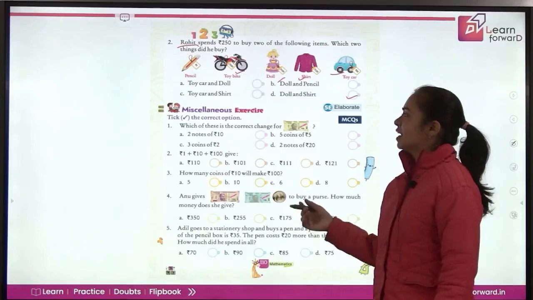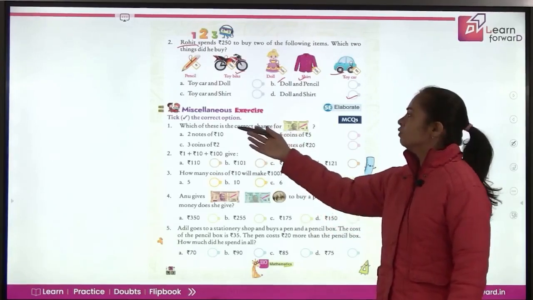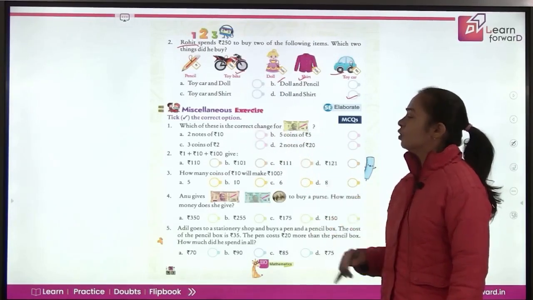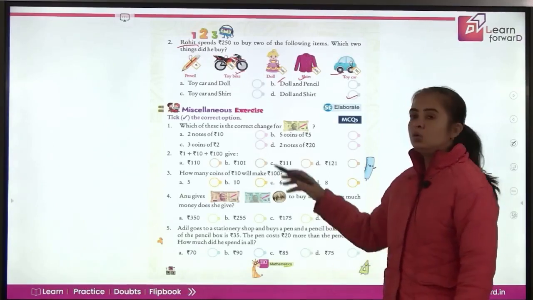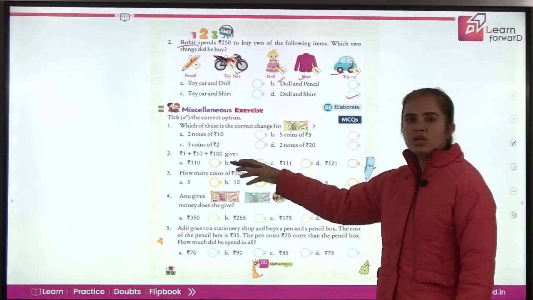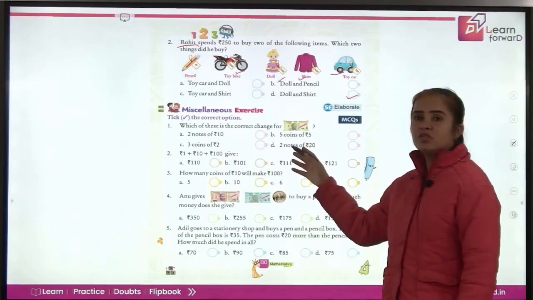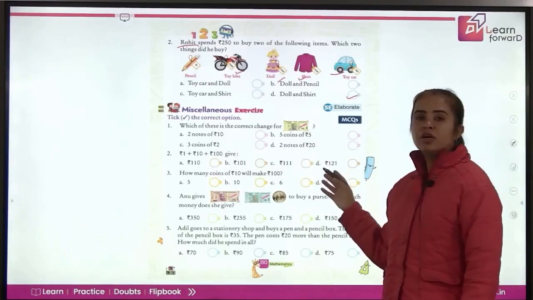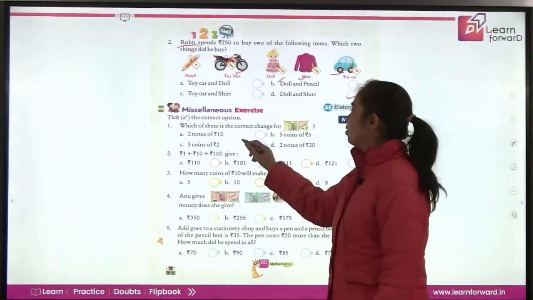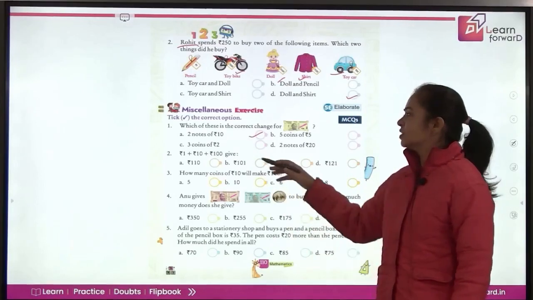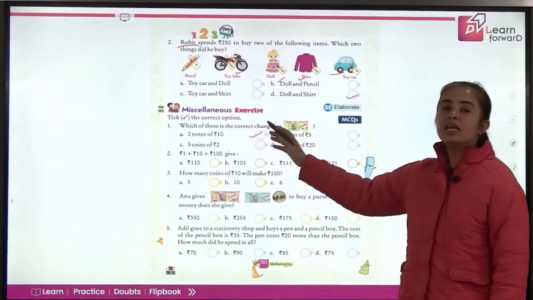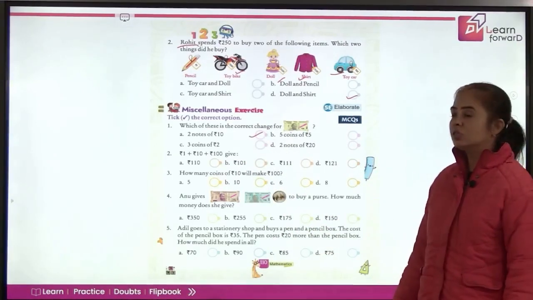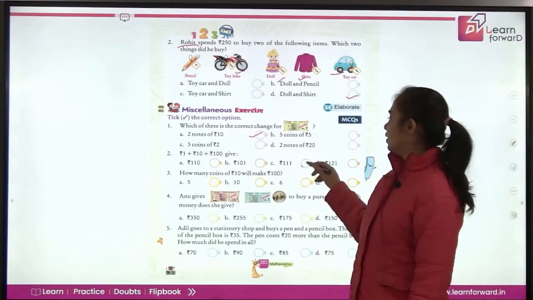Miscellaneous exercise. Take the correct option. Which of these is the correct change for rupees 20? 2 notes of 10? 3 coins of 2? No. 5 coins of 5? No. 2 notes of 20? No. So, what is the only option? Yes. Next, rupee 1 plus rupees 10 plus rupees 100 is how much? Exactly, rupees 111. Good.